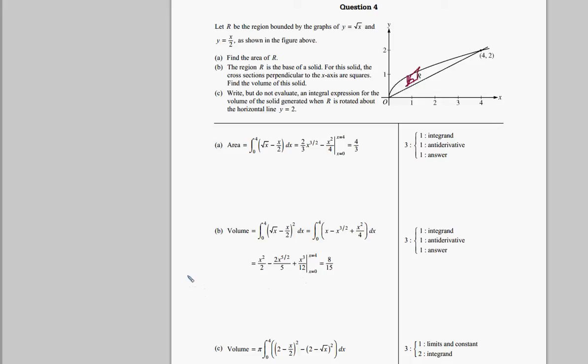So you would have 4 squared over 2 minus 2/5 times 4 to the 5 halves plus 4 to the third over 12 minus, and then everything you get when you put zeros in will just give you zeros. And so again, folks, if you are in a time crunch, leave it here.